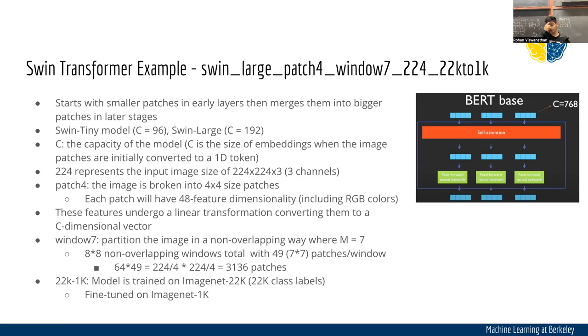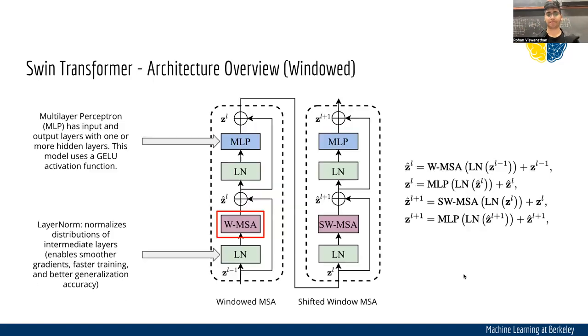This just means that the model is trained on ImageNet 22K, which is the number of class labels it has, and then fine-tuned on ImageNet 1K. So hopefully this gives you an idea not only of what this super long title means, but also the significance of each of these things. Putting this into perspective is honestly one of the most important parts of understanding the Swin Transformer architecture. Okay, so the architecture overview.